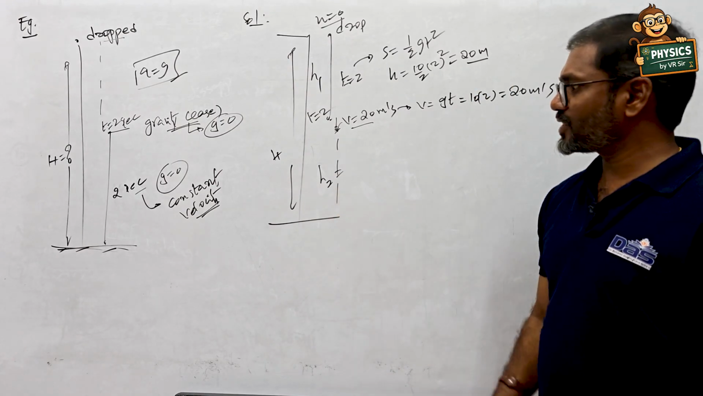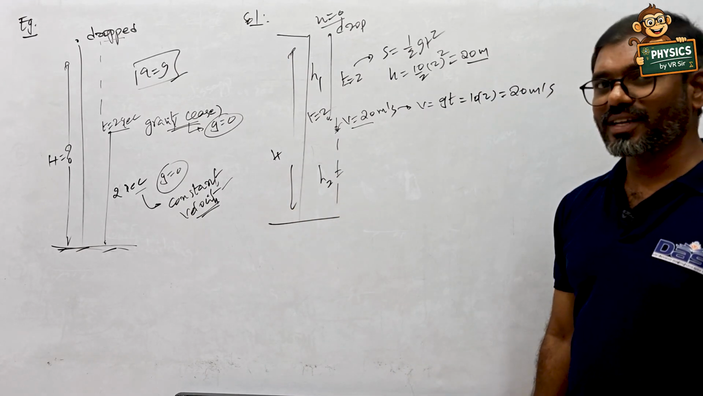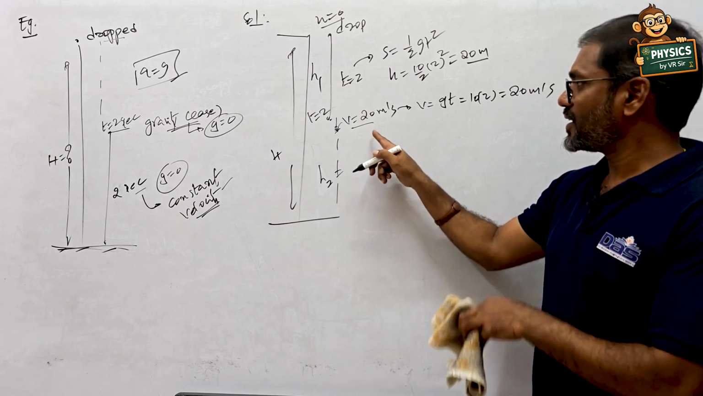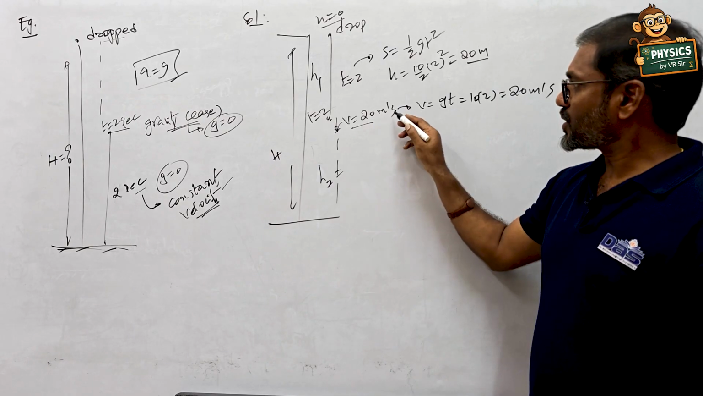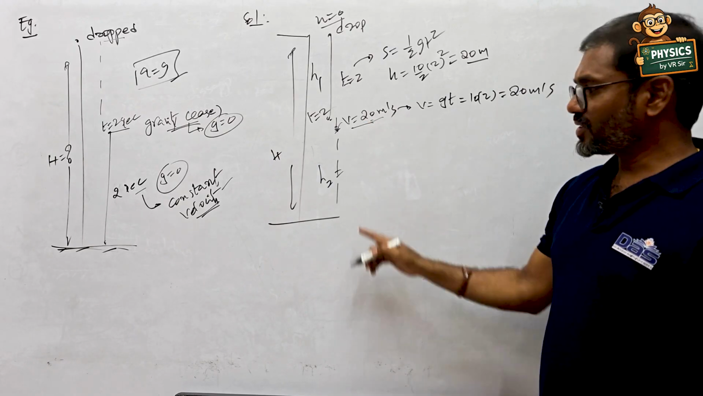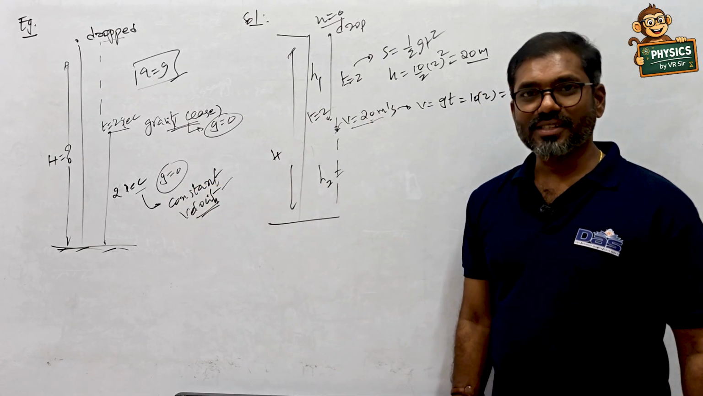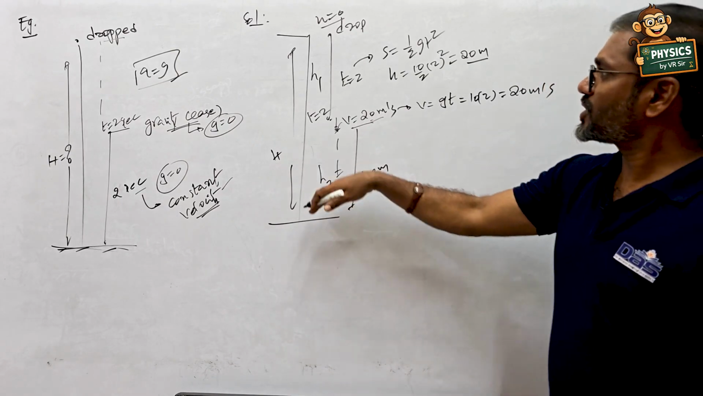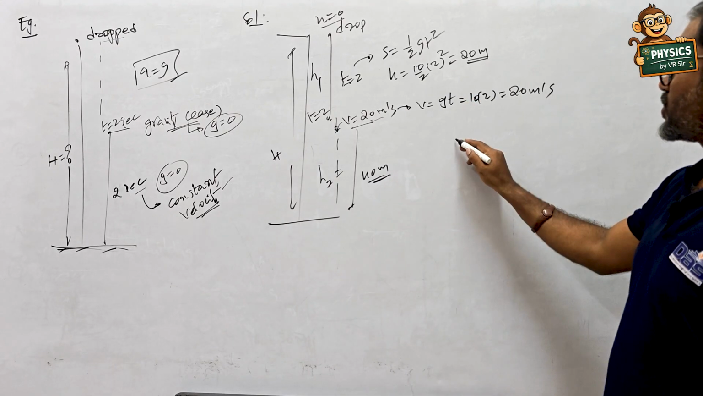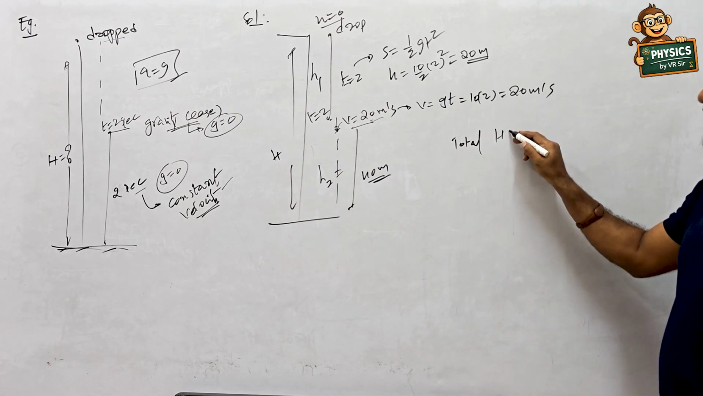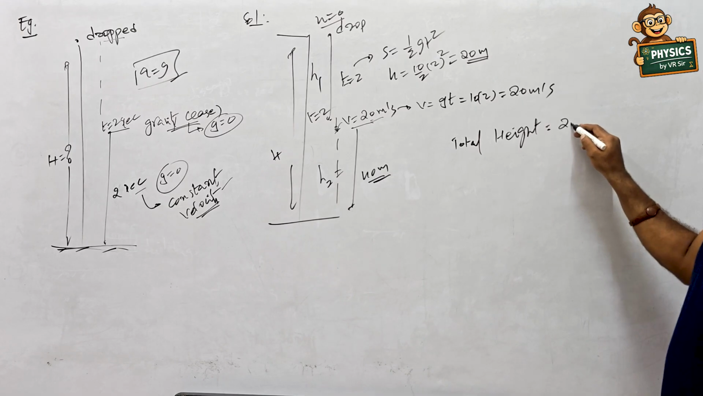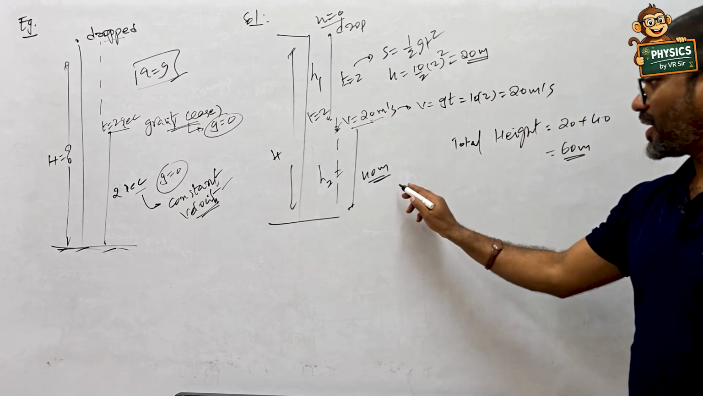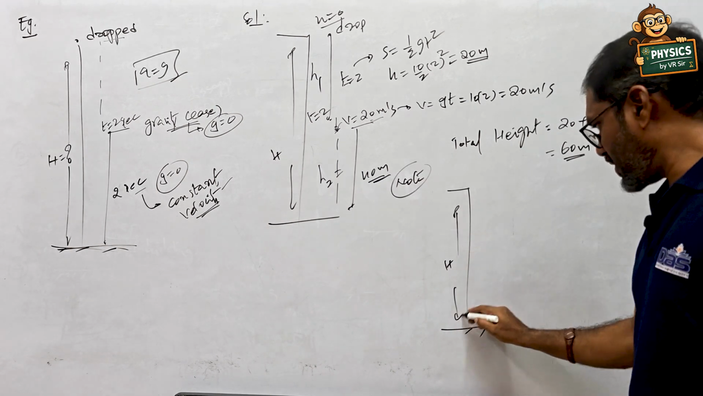Now h2, how to find h2? I told you already, it is a constant velocity case. There is no more change in the velocity because gravity ceases, no acceleration. Therefore, velocity is 20 meters per second. So in 1 second, how much depth does it fall? 20 meters. Now it spent 2 seconds in this region, so in 2 seconds, how much depth does it fall? 40 meters. Now what is the total height of the building? 20 plus 40, which is 60 meters. Take it as a note, this is the height of the building.